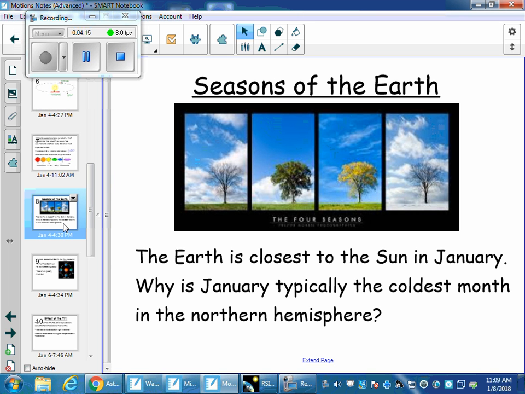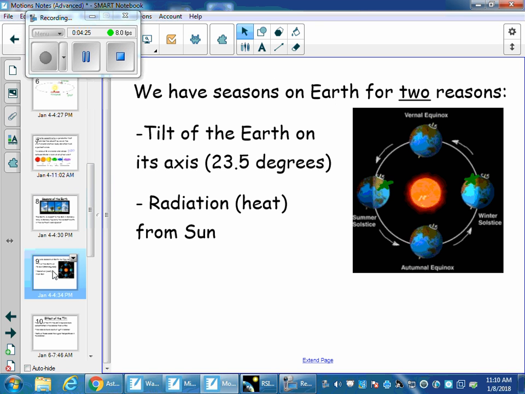And the reason why January is the coldest is because that is when the northern hemisphere is tilted away from the sun. Which is what causes it to be cold then. So there are 2 reasons why we have seasons on Earth. The first reason is that the Earth is tilted on its axis. It looks kind of over in this picture. It is tilted at about 23.5 degrees. And we'll talk more about how that causes seasons in a minute.